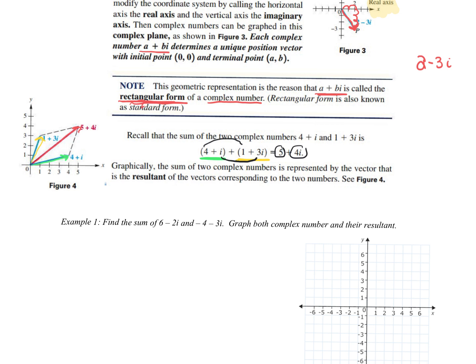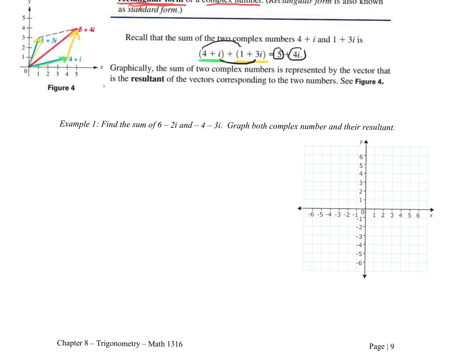Remember, we can use our parallelogram, and I can take this yellow one and slide it over right here. And then it's the same thing, just a different place in space. And then that red thing, the resultant, the 5 plus 4i, is what closes off the triangle. So let's try. Find the sum of 6 minus 2i and negative 4 minus 3i. Graph both complex numbers and their resultant.